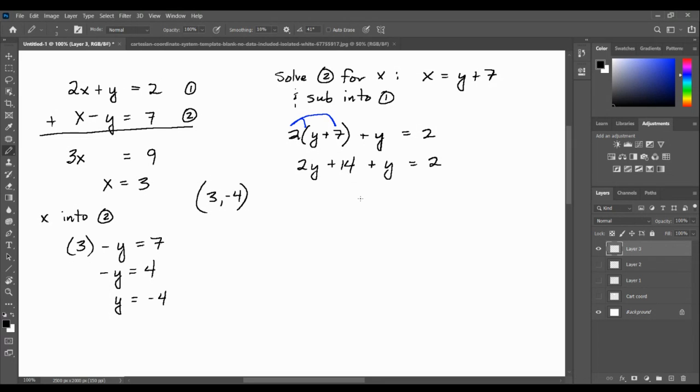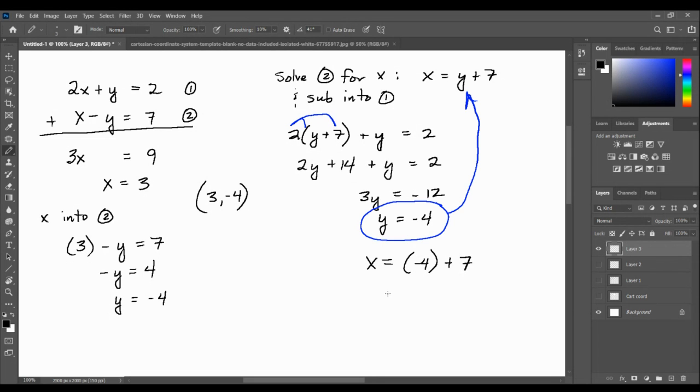Add the y terms and move the 14 over, and I get 3y equals negative 12. Divide by 3, y equals negative 4. And now I can take that and substitute it into y right there. And I get x equals negative 4 plus 7, so x equals 3. Once again, I get the same point. X is 3, y is negative 4. So that is the solution to this system of equations, the point of intersection.